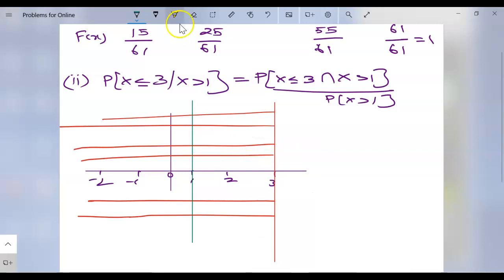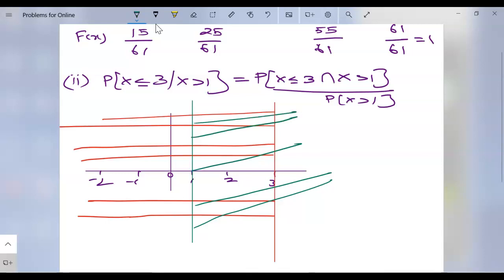What does it tell you here? You just see, where is the green line? It's more than 1, means like this. Now, the intersection of the green line and the red line, I hope you'll accept, is the highlighted area only. That highlighted area is 1 to 3, isn't it?